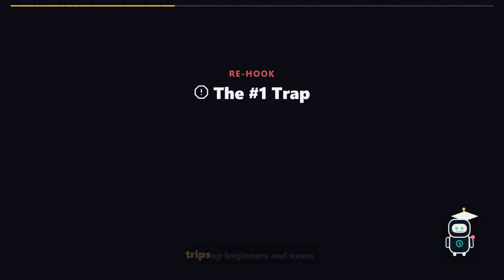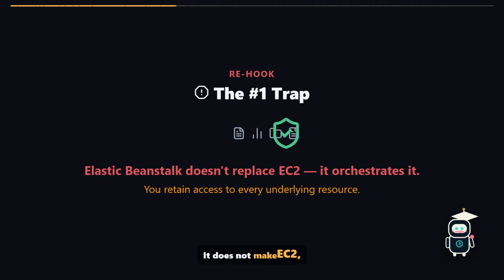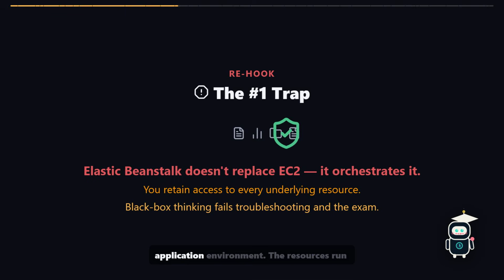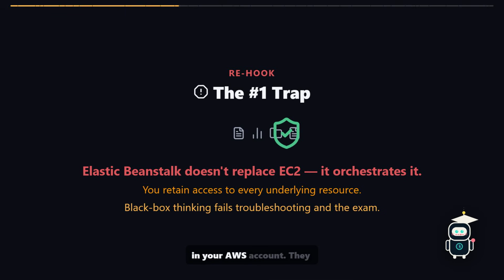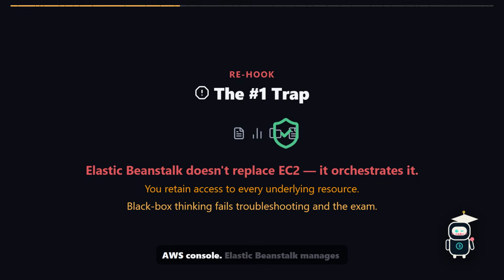Here is the trap that trips up beginners and exam takers alike. Elastic Beanstalk is not a magical black box. It does not make EC2, load balancing, auto-scaling, monitoring, networking, or IAM disappear. It coordinates those services into an application environment. The resources run in your AWS account. They affect your bill, and you can inspect them in the AWS console.